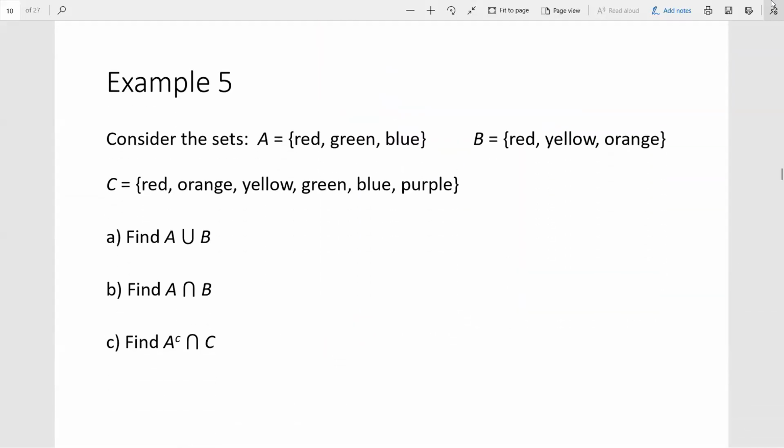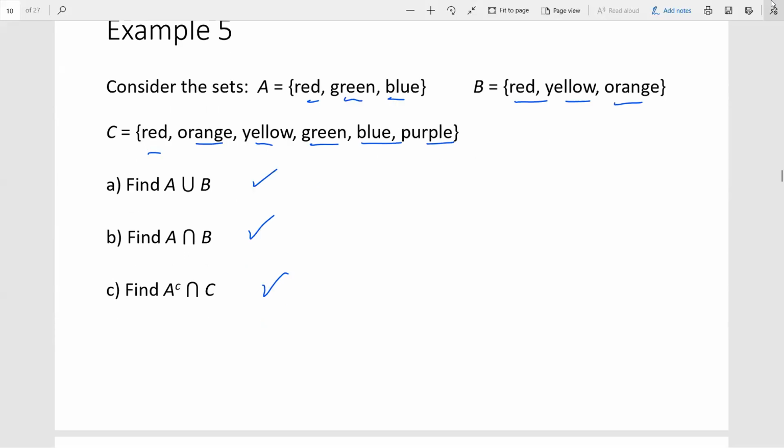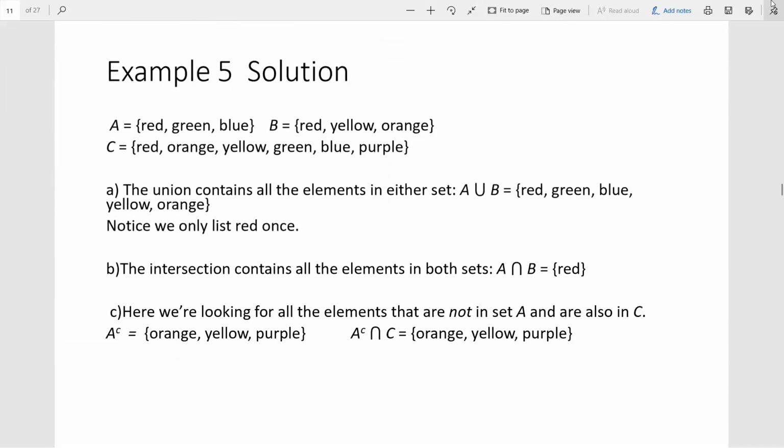Example 5: consider the sets A: red, green, and blue; B: red, yellow, and orange; and C: red, orange, yellow, green, blue, and purple. We want to find A union B, A intersected with B, and A complement intersected with C. So let's do this on the other page.